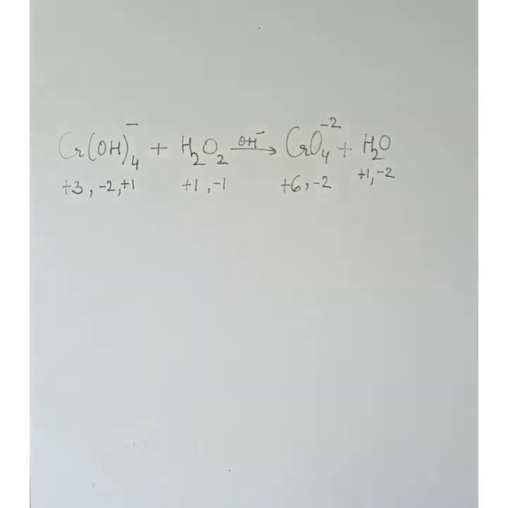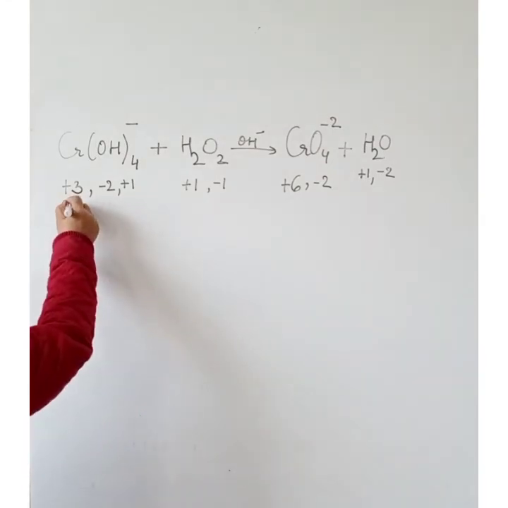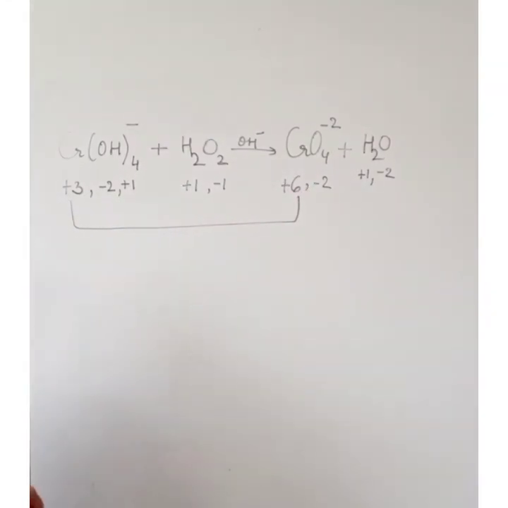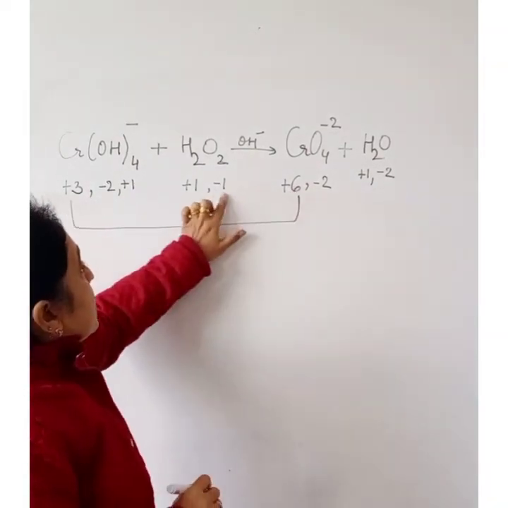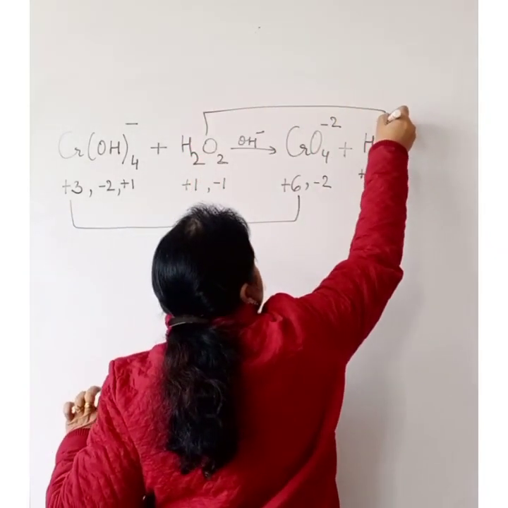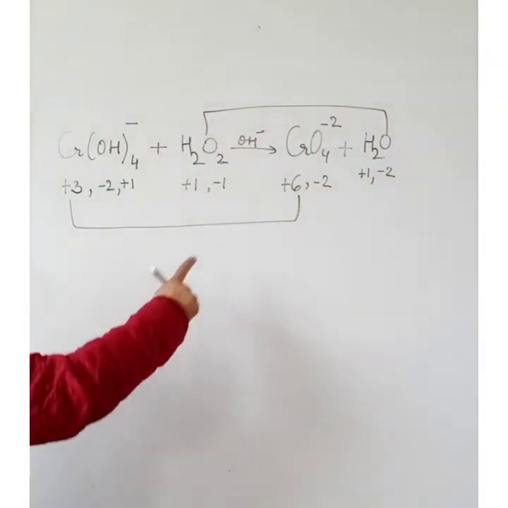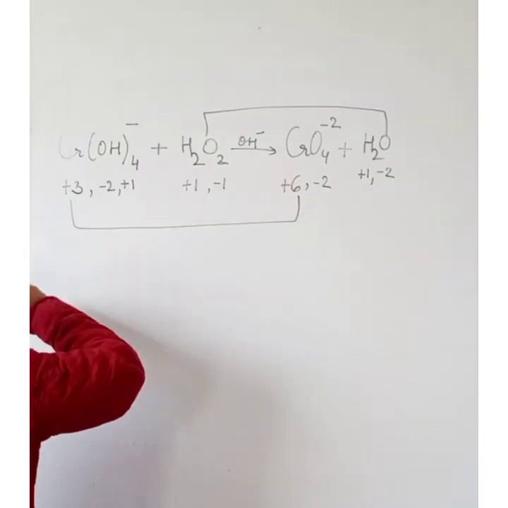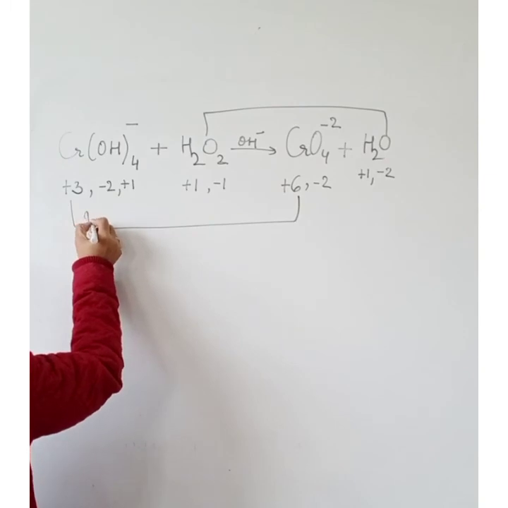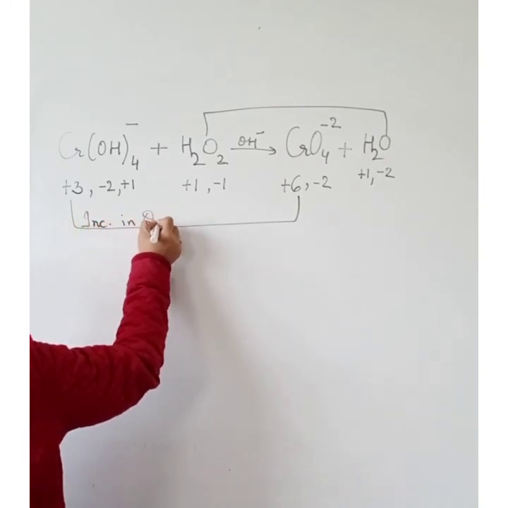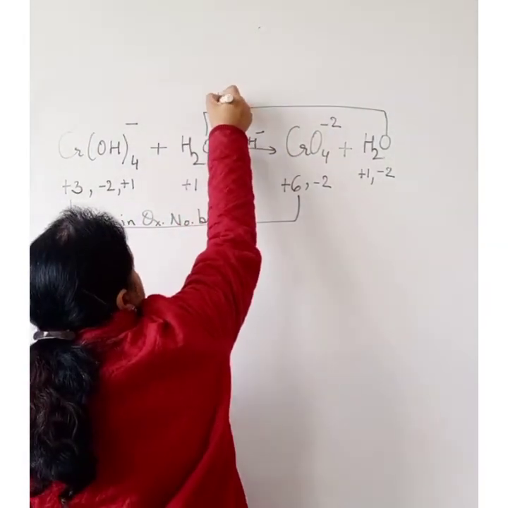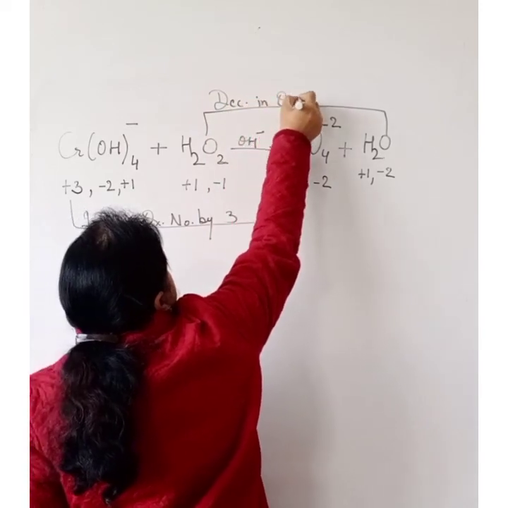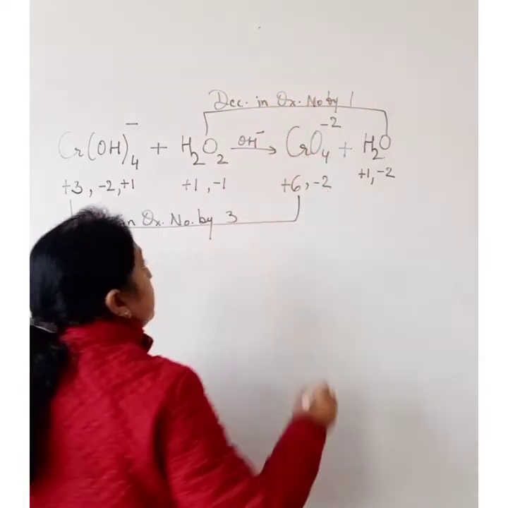Consider the skeletal equation. We have written down the oxidation number of all the elements below it. Now, connect those elements which are undergoing change. So, I have connected chromium with chromium. Now, you can see here, oxygen is also undergoing change. So, I am connecting this oxygen with the other one. Here, we are not connecting it because chromium is already connected. Now, find out the change. Here it is an increase in oxidation number by 3 and here there is a decrease in oxidation number by 1.